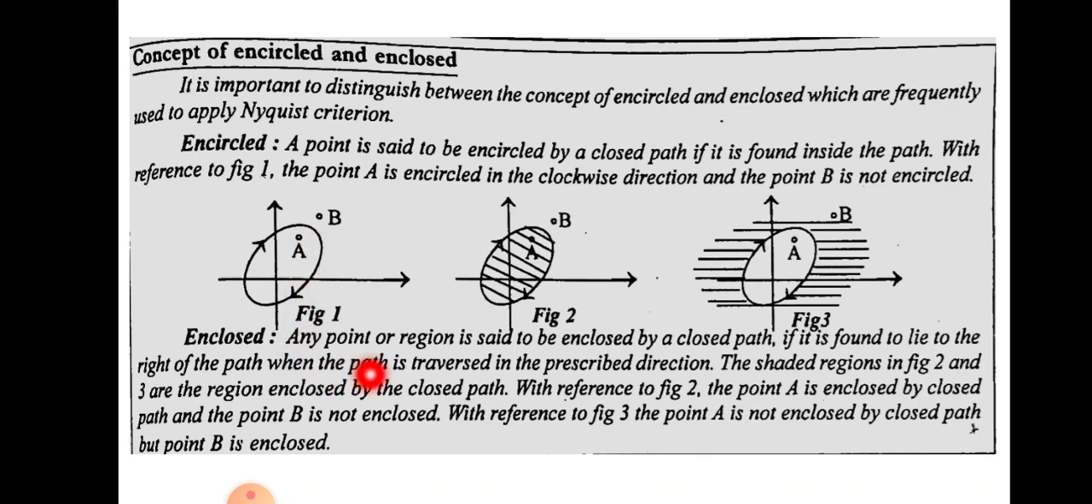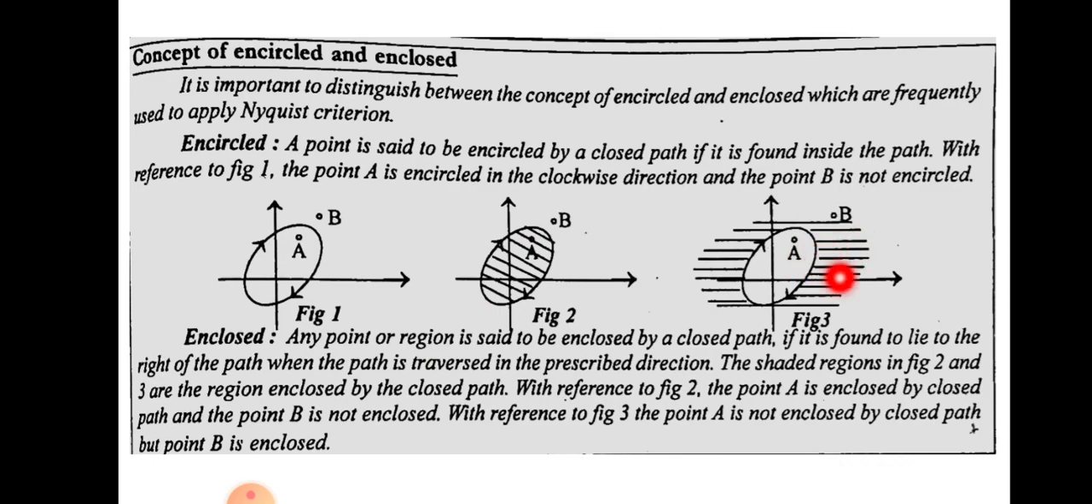Similarly, next is enclosed. Any point or region is said to be enclosed by a closed path if it is found to lie to the right of the path when the path is traversed in the prescribed direction. Here there are two figures, figure 1 and figure 2. The shaded regions in figure 2 and figure 3 are regions which are enclosed by the closed path. This is a closed path and this shaded region indicates the region which is enclosed by this closed path.